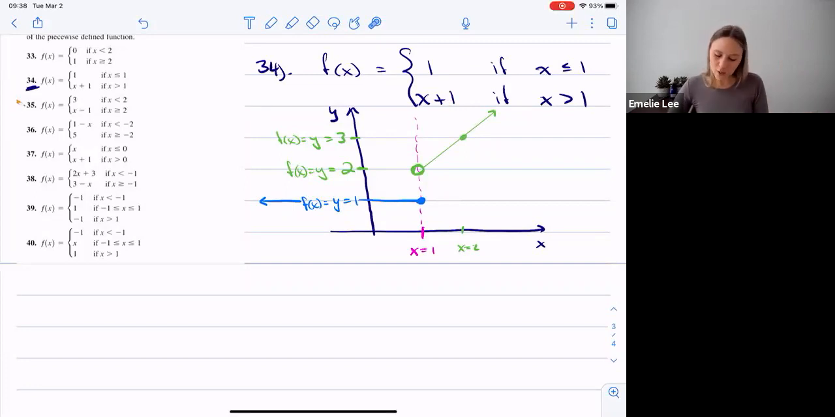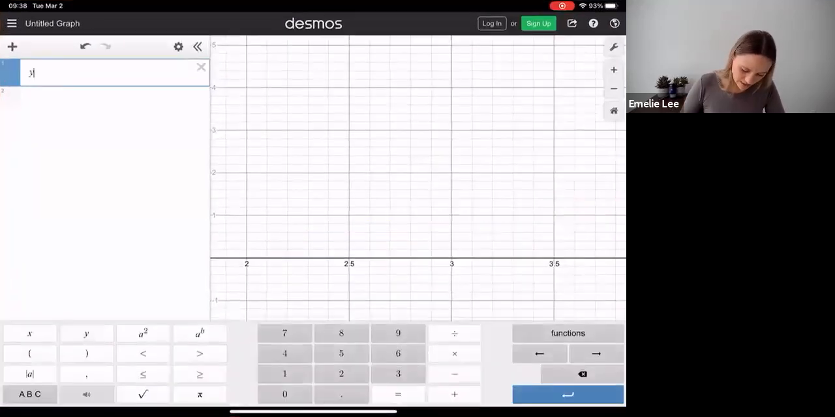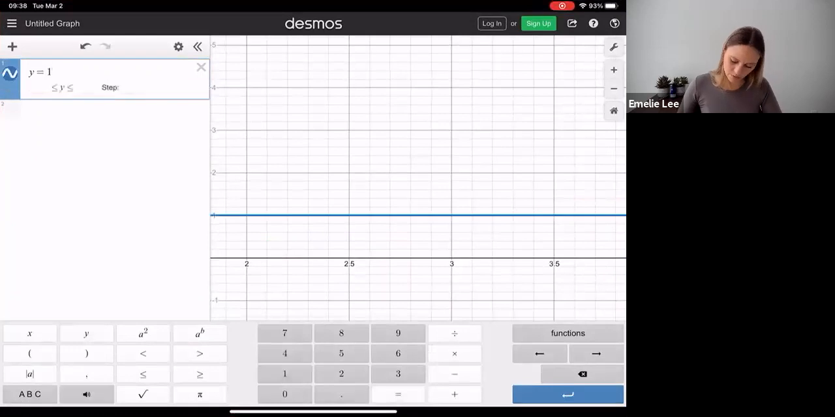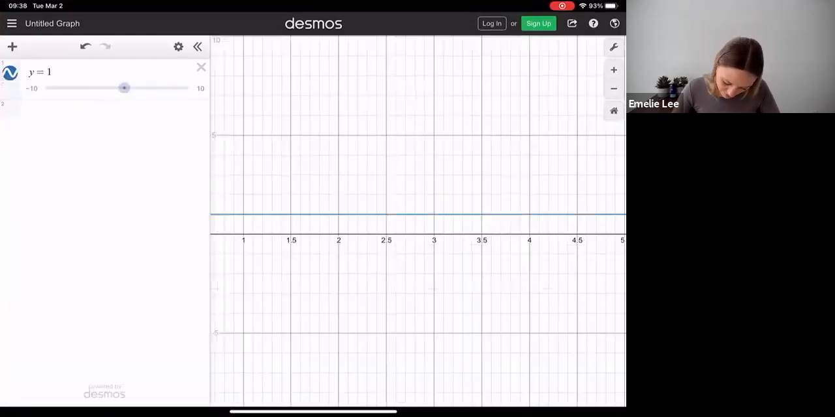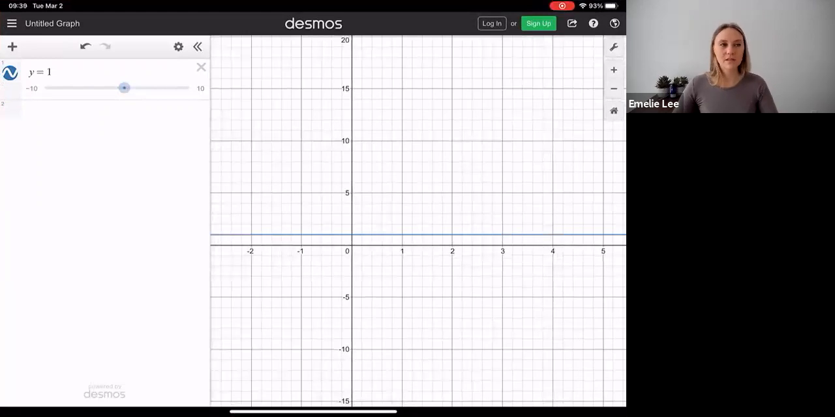But let's just see how we would deal with this in Desmos. So how would this work in Desmos? I've got f of x equals 1 and x plus 1. Okay? So what I need to do is have y equals 1, and I'm going to zoom out here till I see x equals 1 on there, because I know that's where I'm going to break off.